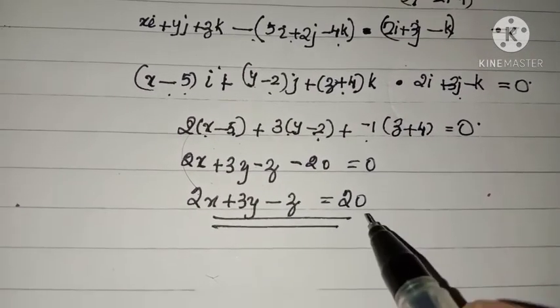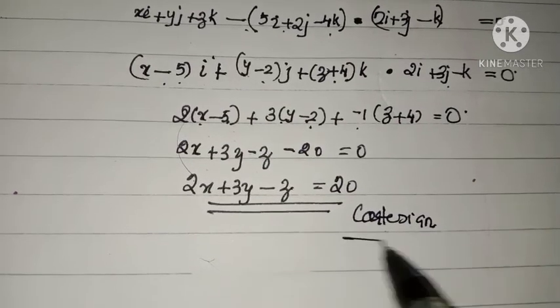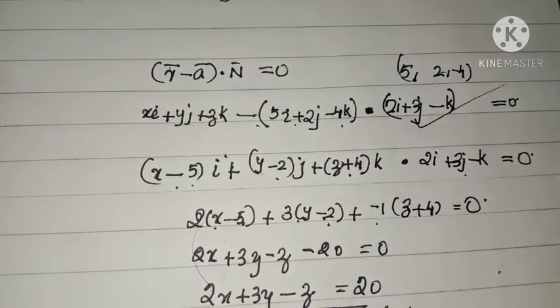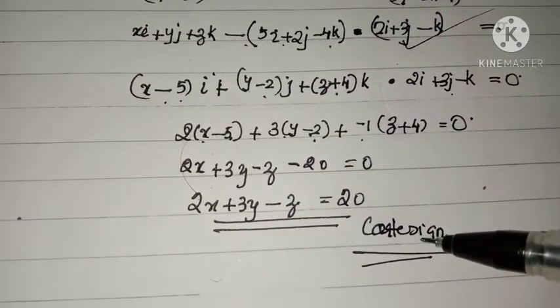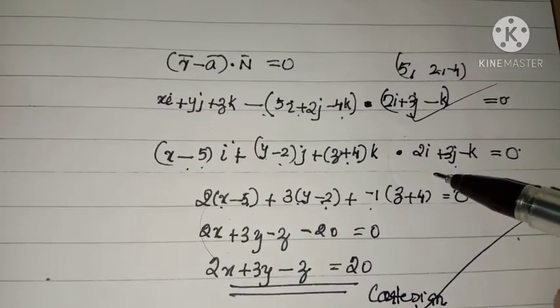So this is the vector equation, and this is the Cartesian equation. Okay, Cartesian form. So (r minus a) dot n, this is the vector equation. From here we can deduce its Cartesian form also. So in this manner we can solve the problems.